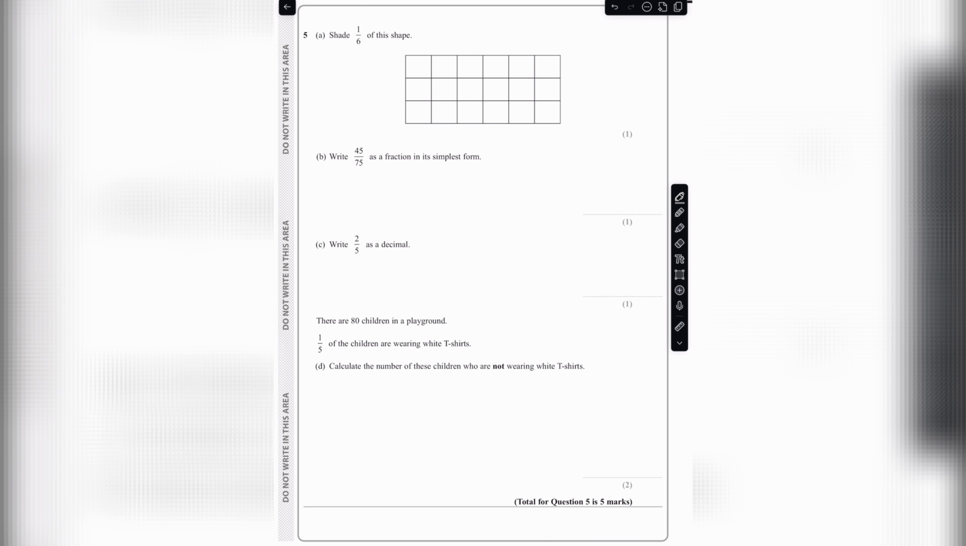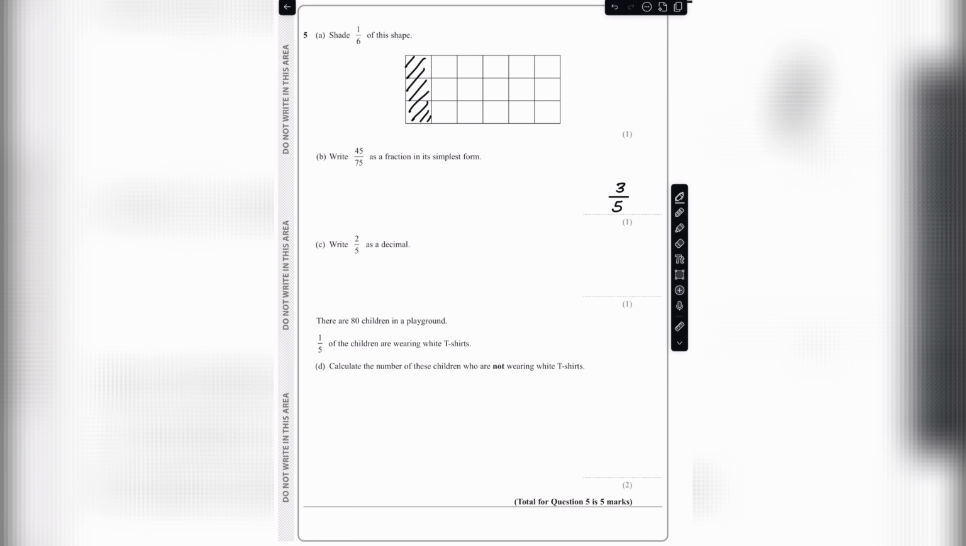In the first part of question 5, we are told to shade 1/6 of this shape. The total number of squares in this shape is 18, so all we need to do is shade 1/6 of 18, which is 3, and that will just be 3 squares. In the second part of this question, we are told to write 45 over 75 as a fraction in its simplest form. So all we need to do is divide the numerator and the denominator by the highest common factor. So the highest common factor of 45 and 75 is 15, so 45 divided by 15 is 3, and 75 divided by 15 is 5.